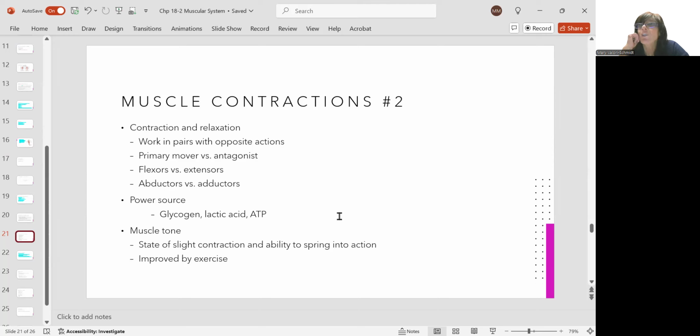The power source. What's the energy to make this happen? Look, glycogen, sugar, lactic acid, and ATP, right? So when we feed our cells the carbohydrates, the cells make the adenosine triphosphate, that energy, in addition to the glycogen and the lactic acid that all work together with the acetylcholine and the calcium and sodium. There's a sodium potassium pump. It's a complex system that's amazing. I can't say it enough. It's amazing. And all of that has to work just right for you to move your muscles.